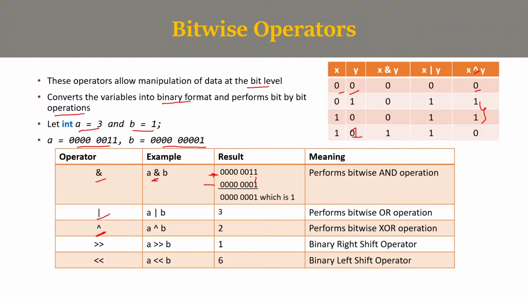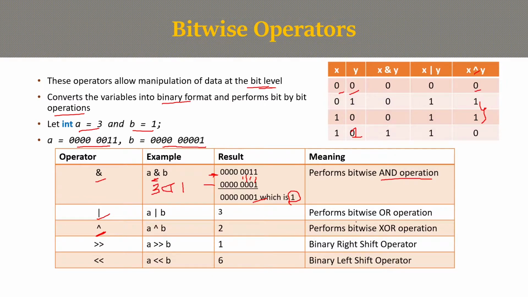So this bit and this bit will be operating, and they will be doing the AND operation. That is why these operators allow manipulation of data at the bit level. So here, 1 and 1 for the AND operation is 1, so here will be a 1, and 1 and 0 for the AND operation is 0, so here it will be a 0, and all of the rest will be zeros. If we have even one 0 in our AND operation, then the result will be 0. So A and B, that is 3 and 1, will give us the result 1, which is this one. So this performs the bitwise AND operation.